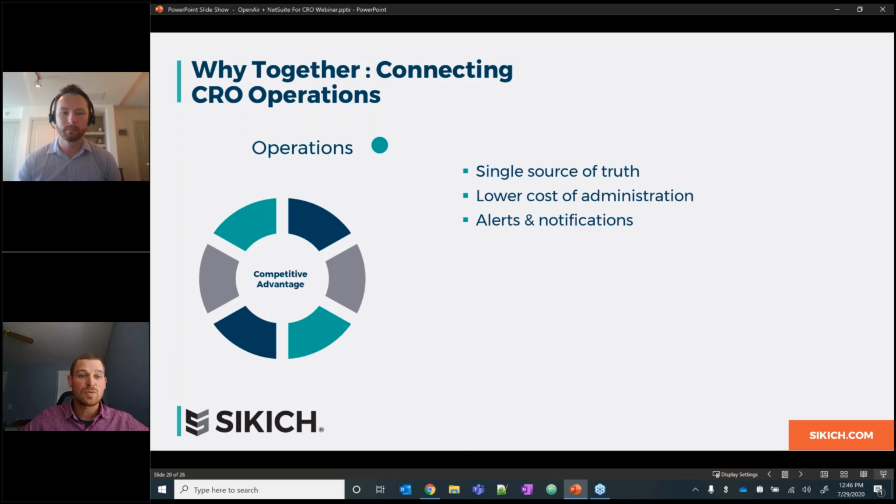Okay, so the first one is connecting CRO or operations. So what we're seeing in the studies that we've performed, 100% of the people who are partaking in these studies say that we need unified clinical operations. What that means to us is providing a single source of truth. And the outcome of that is real cost savings, right?